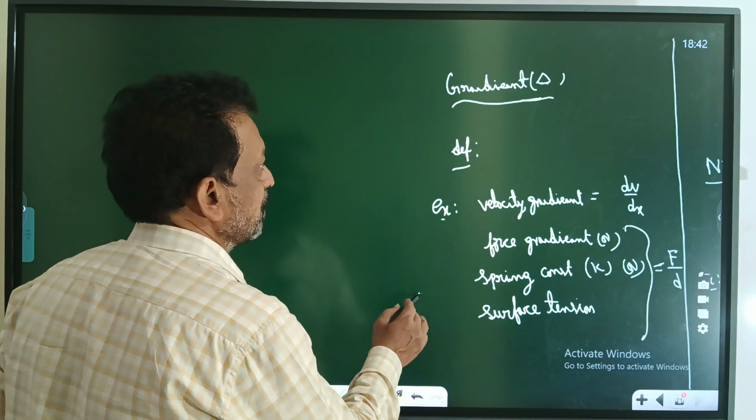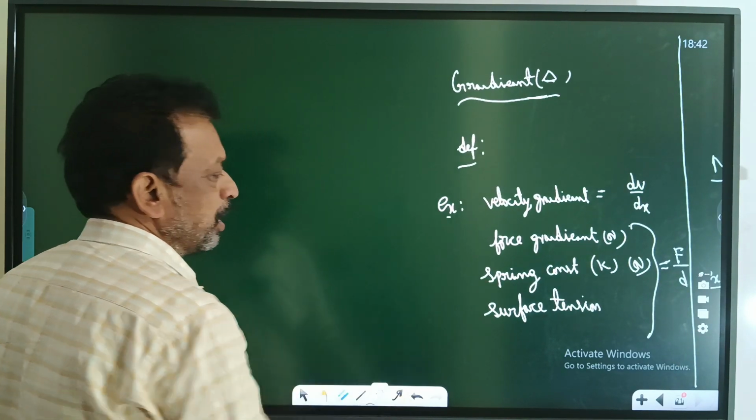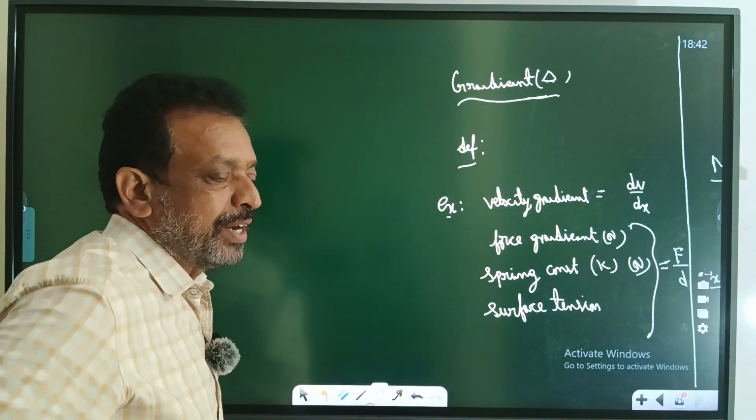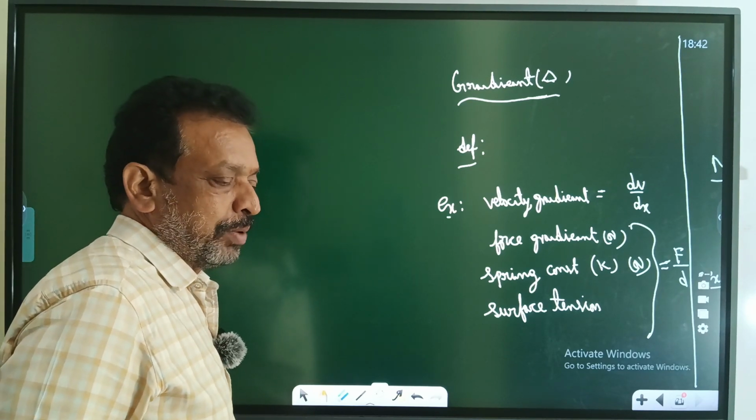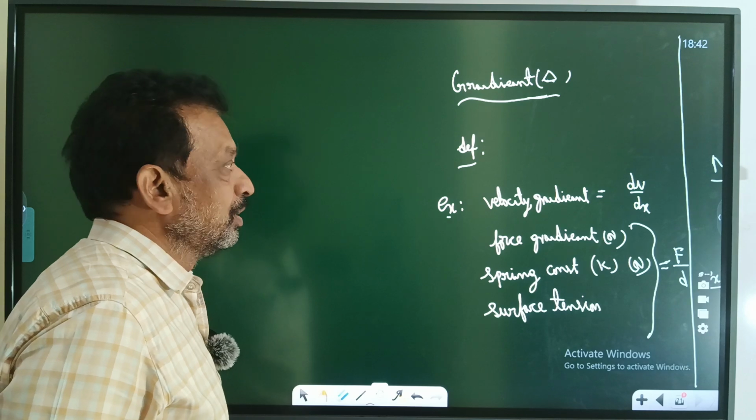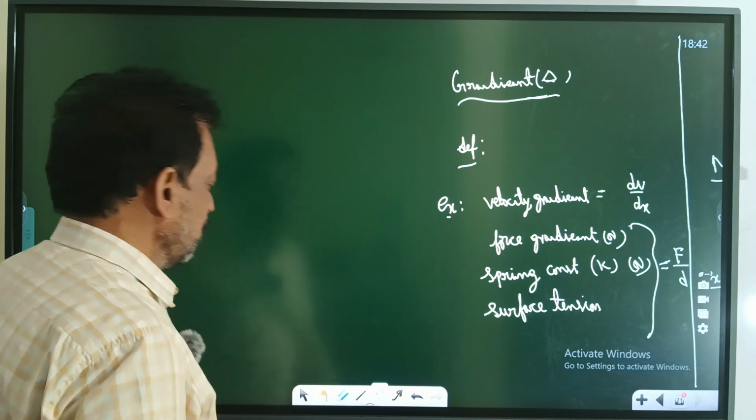Like this, so many examples you can take. In the denominator, you put a distance or displacement, and we call it a gradient. Power gradient: power by x, or displacement d. We call it power gradient.